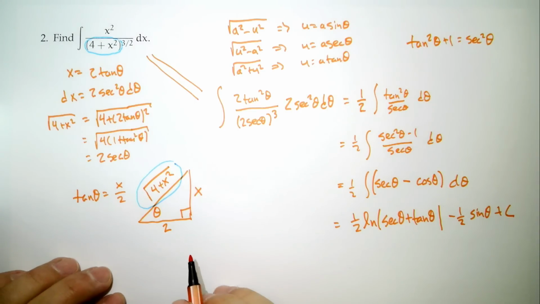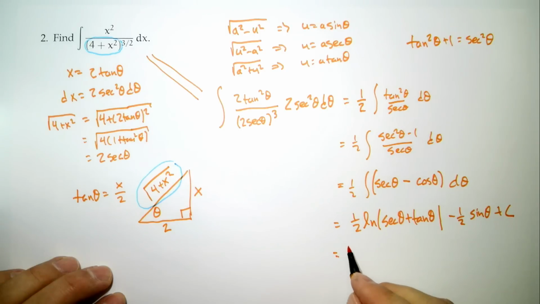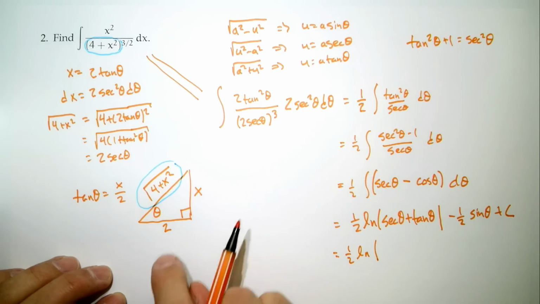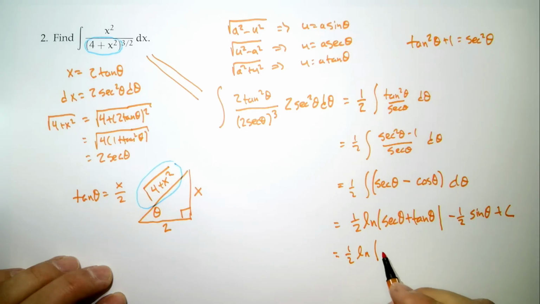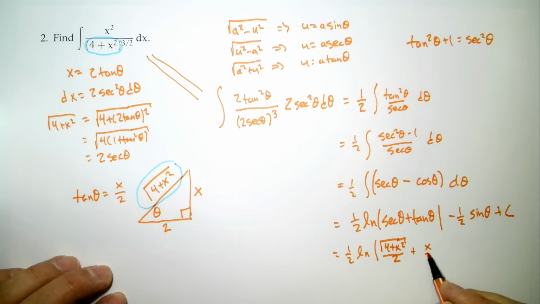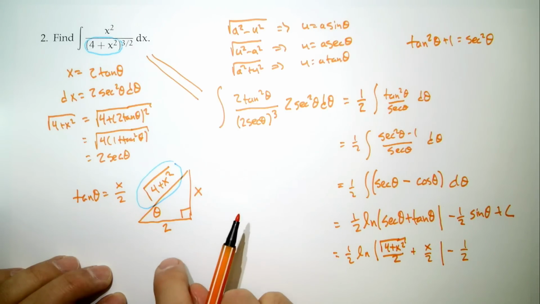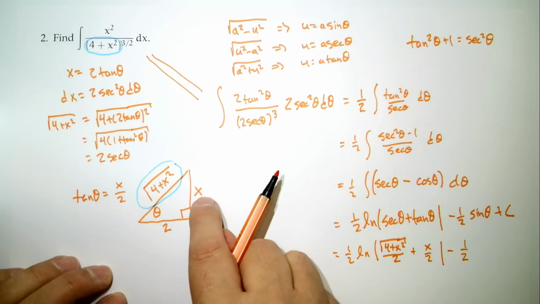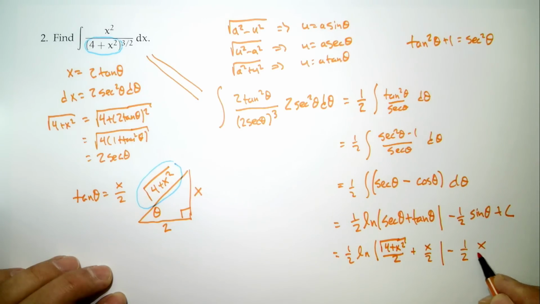All right, so we can read off our answer. Now, secant is the hypotenuse over the adjacent, so the square root of 4 plus x squared over 2. Tangent is opposite over adjacent, so plus x over 2, and then minus 1/2. And sine, well, that's opposite over hypotenuse, so x over the square root of 4 plus x squared, plus c. And that's a great answer.